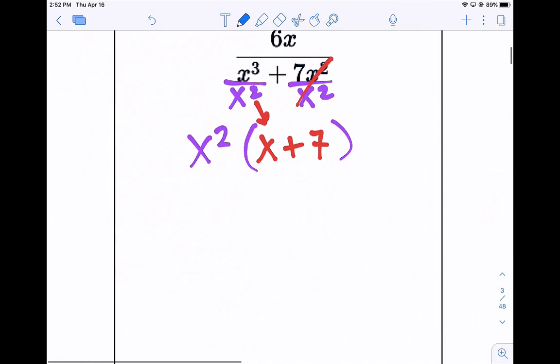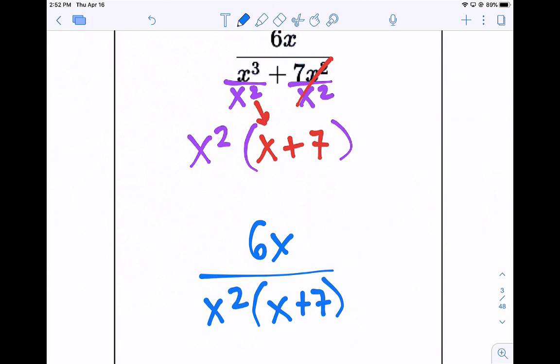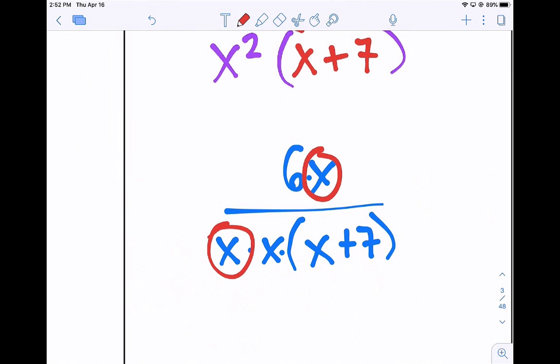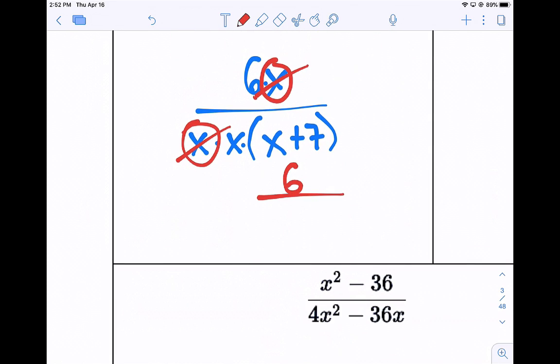Okay, so I'm going to rewrite that, and I have 6x over x squared times x plus 7. Okay, another way to write that, x squared, that is x times x. Okay, so now we look at everything that's being multiplied. We have a 6 times an x on the top, and on the bottom we have an x times an x plus 7, and we want to think, can I reduce anything? And you can. One of these x's that's being multiplied, you can divide by one of these other x's that is being multiplied. So we're going to simplify that. X divided by x is 1, and so that cancels. And our final answer is 6 over x times x plus 7.